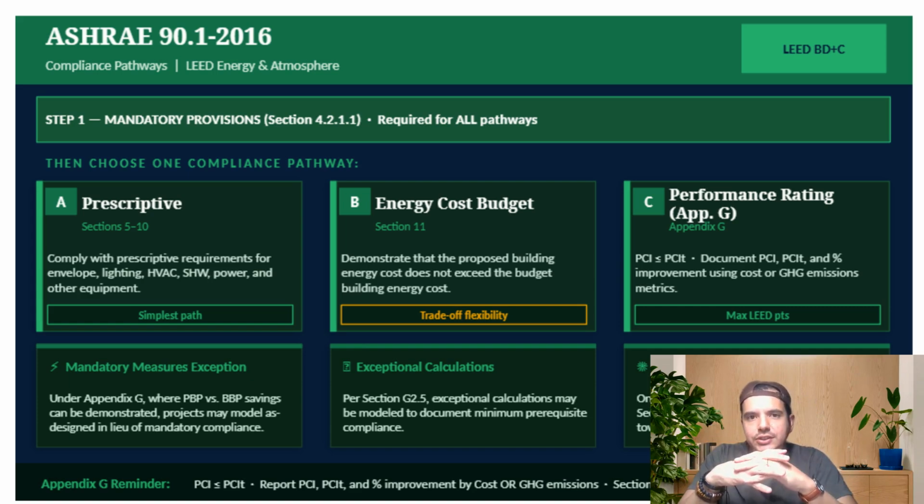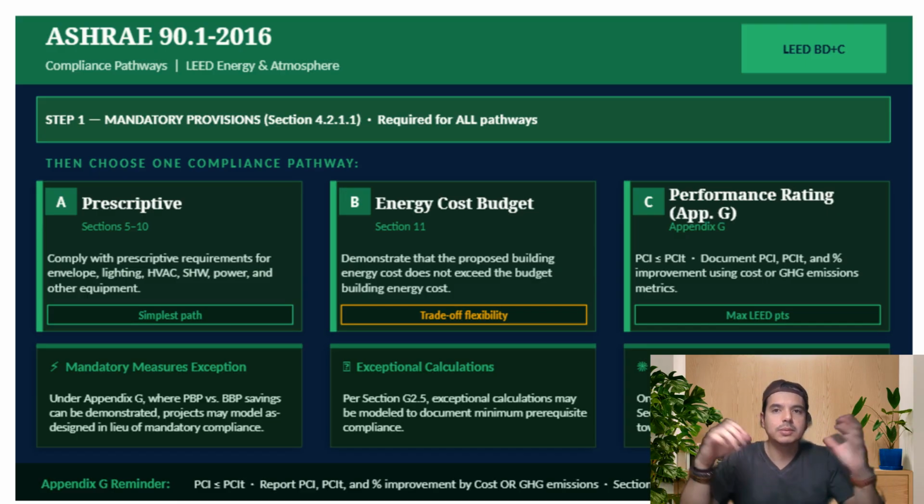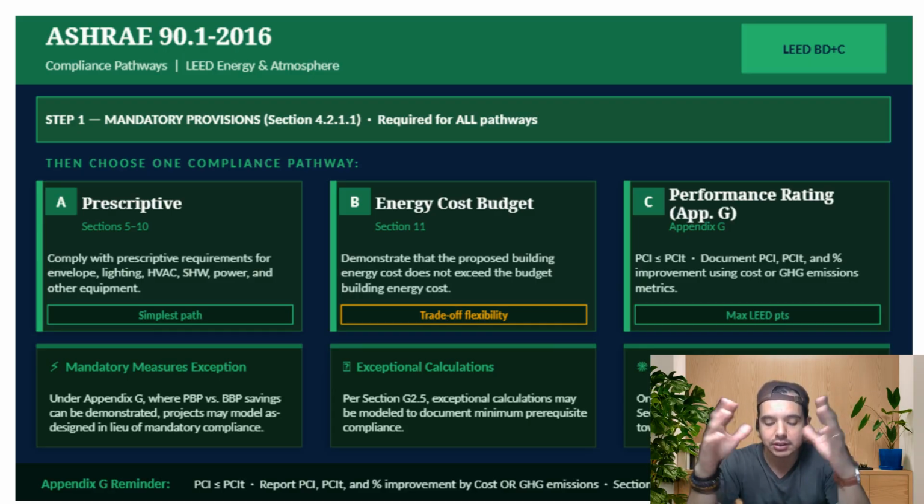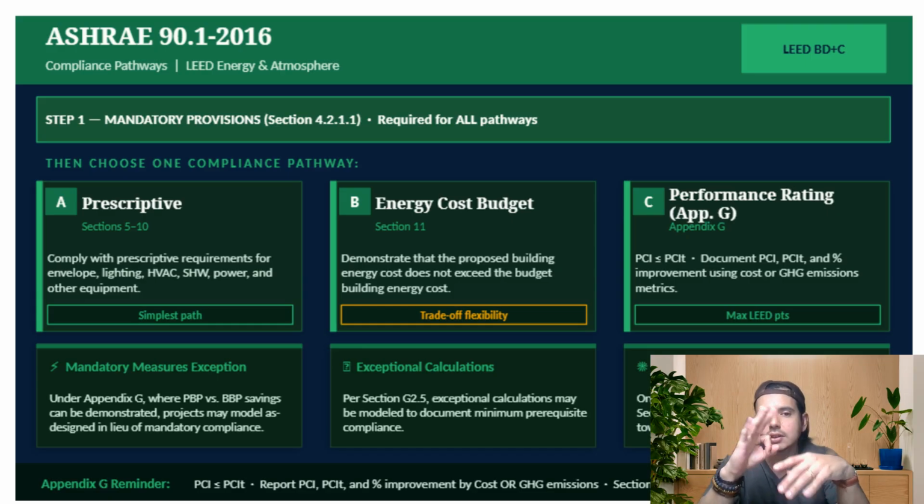When we are working with Australia, we can't just say my building is energy efficient and that's it, and everyone will believe it. We're gonna get those points. No, that is not the way. We need to prove it. And to prove it, for this aspect, for ASHRAE 90.1, which is everything about the energy savings, there are three different ways on how you can prove it.